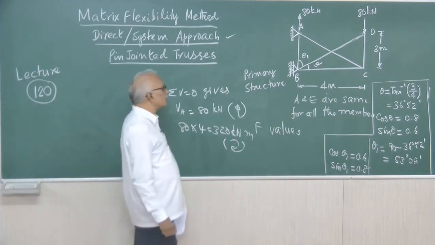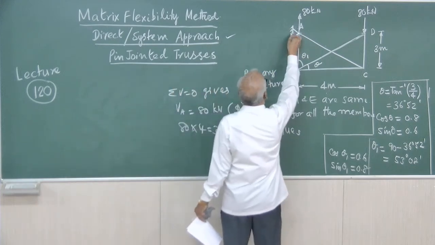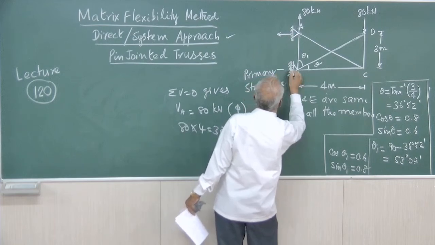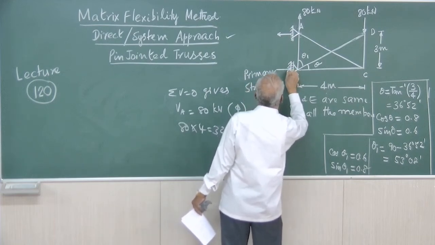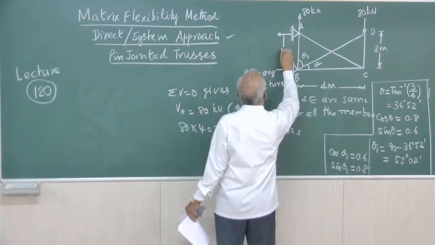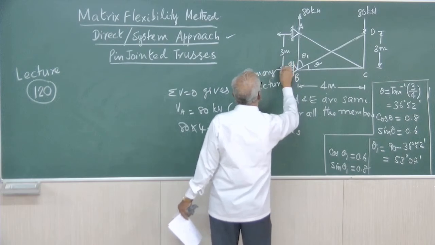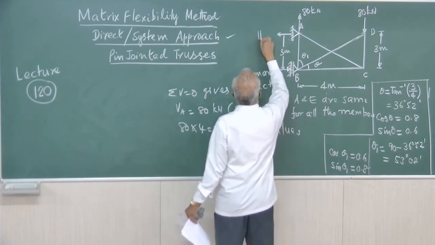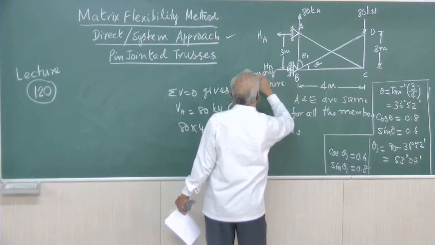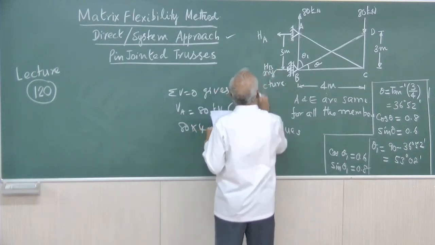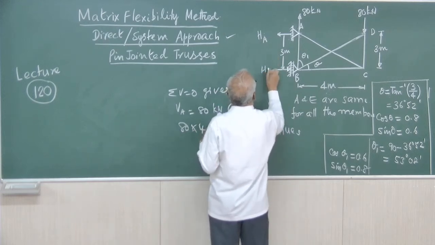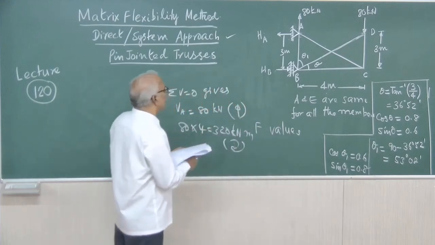An anti-clockwise moment will be possible by a horizontal reaction at A and a horizontal reaction at B. So these two will cause an anti-clockwise moment. This is over 3 meters. Let us say HA and this is HB. HA and HB. So that will cause an anti-clockwise moment.